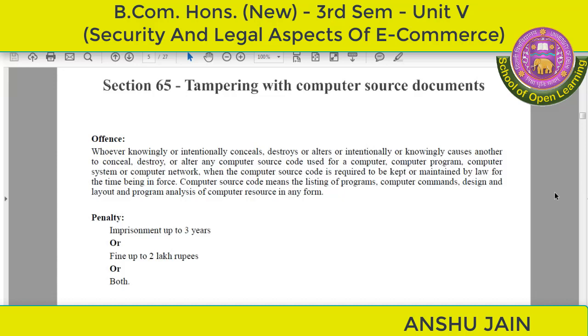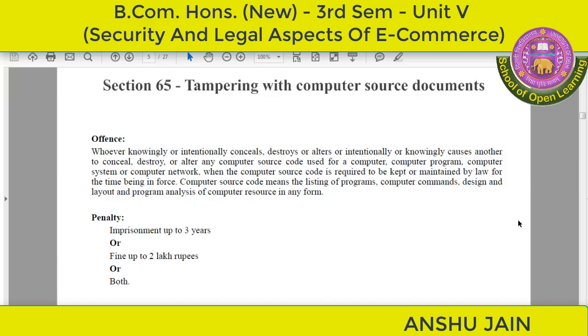What does this mean is, in case if any person with bad intention, if he knowingly with intentions, if he is destroying or making some kind of alteration or modification to any computer source code of some other person, then he will be liable for the penalty. Computer source code क्या होता है?